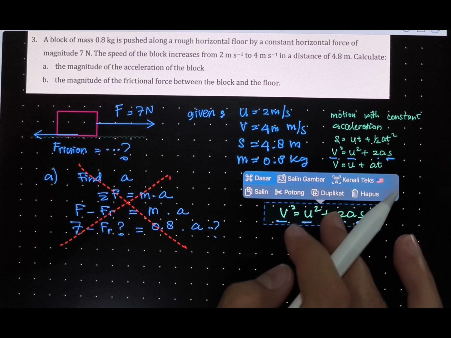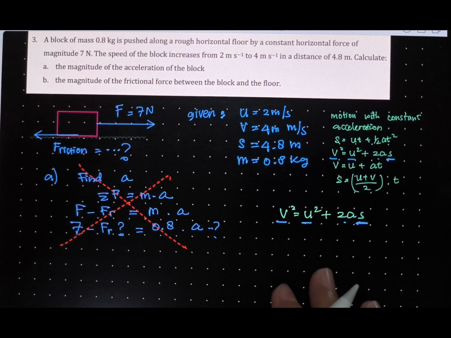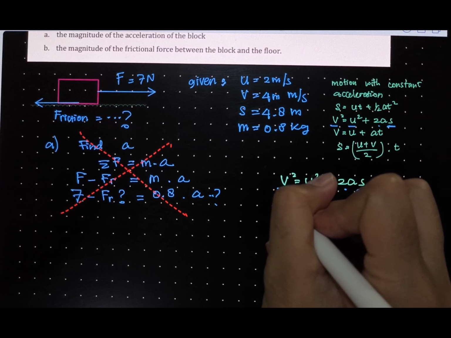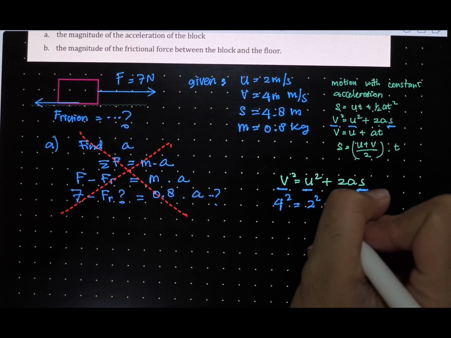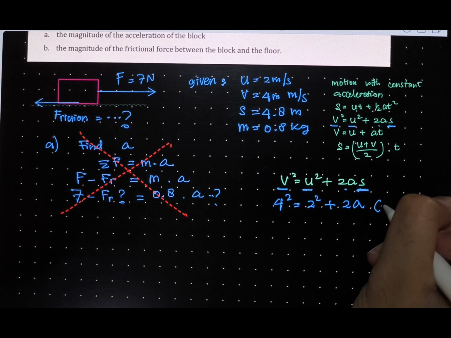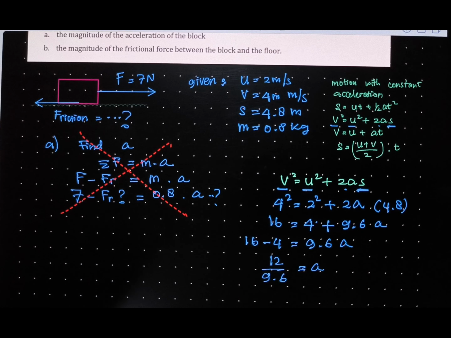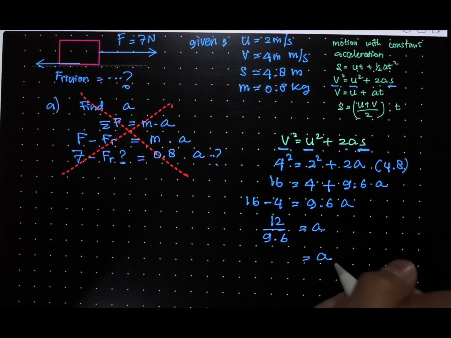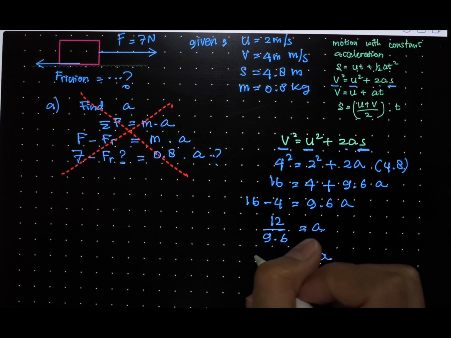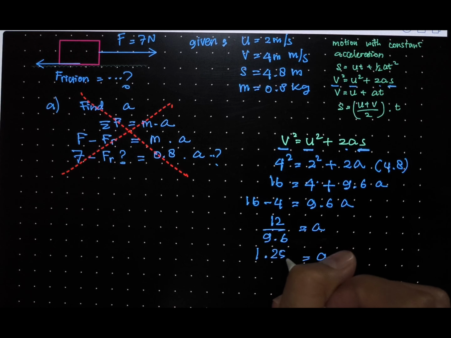Now let's substitute all the values. We have 4 squared equals 2 squared plus 2 times a times 4.8. And after calculating, we get a equals 1.25 meters per second squared.